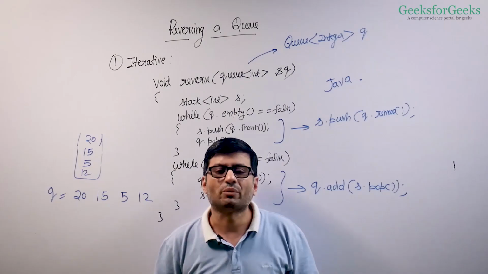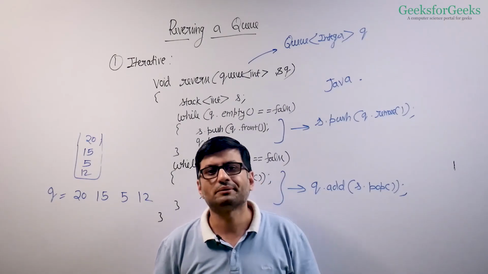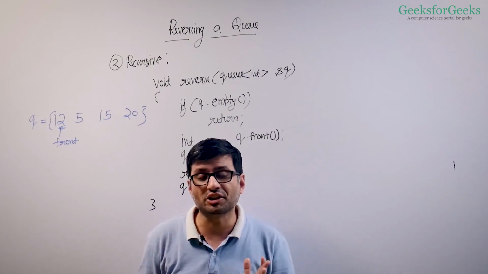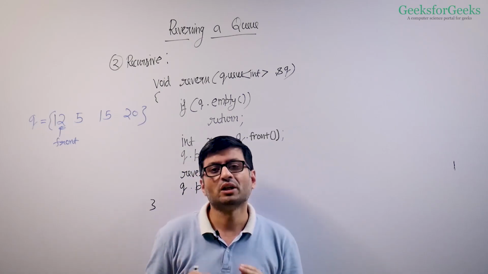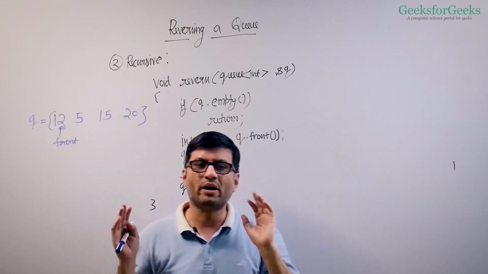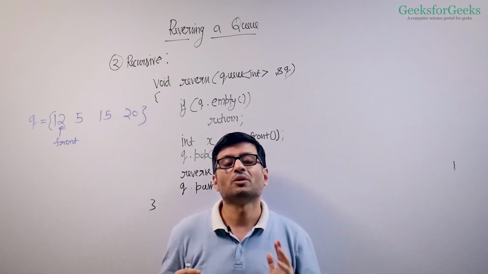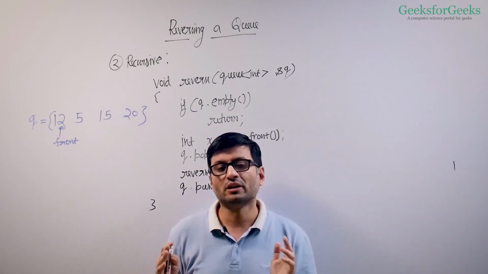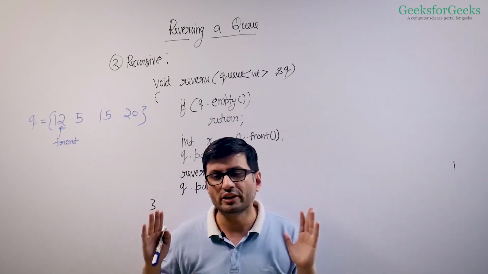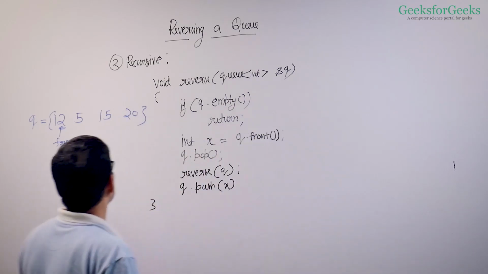So let's now talk about the recursive way of solving it. How do we recursively reverse the queue? In recursion, we need to think this way: say I handle the n-1 items of the queue, where n is the total number of items. How do I handle the nth item? That's what we do generally in recursion. So let's see how we solve it using recursion.